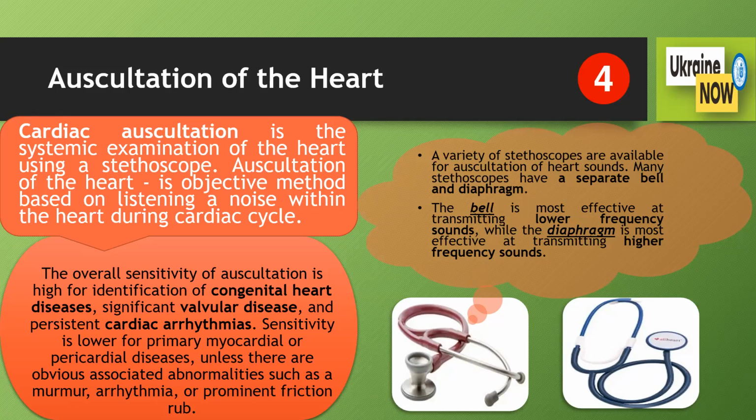The overall sensitivity of auscultation is high for identification of congenital heart diseases, significant valvular diseases, and persistent cardiac arrhythmias. Sensitivity is lower for primary myocardial or pericardial diseases unless there are obvious associated abnormalities such as a murmur, arrhythmia, or prominent friction rub.